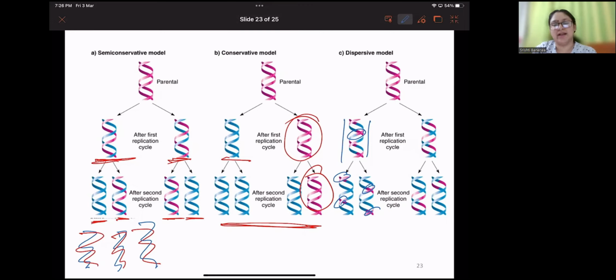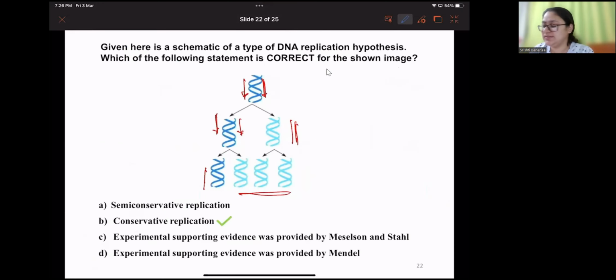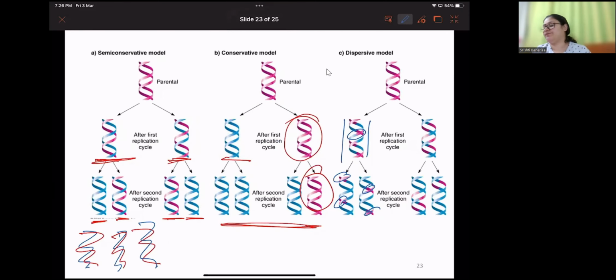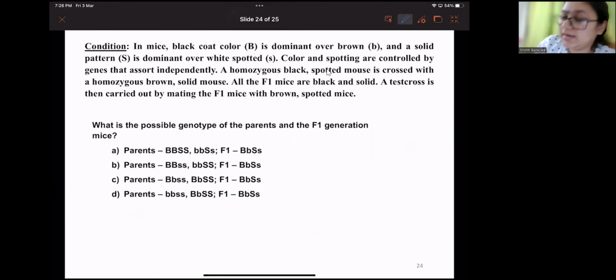A. That is semi-conserved. You're right. So that was about the semi-conserved and the conserved. Okay, so this question is also done. Now coming to the final question. Now this will need a bit of solving, so we'll all solve together.